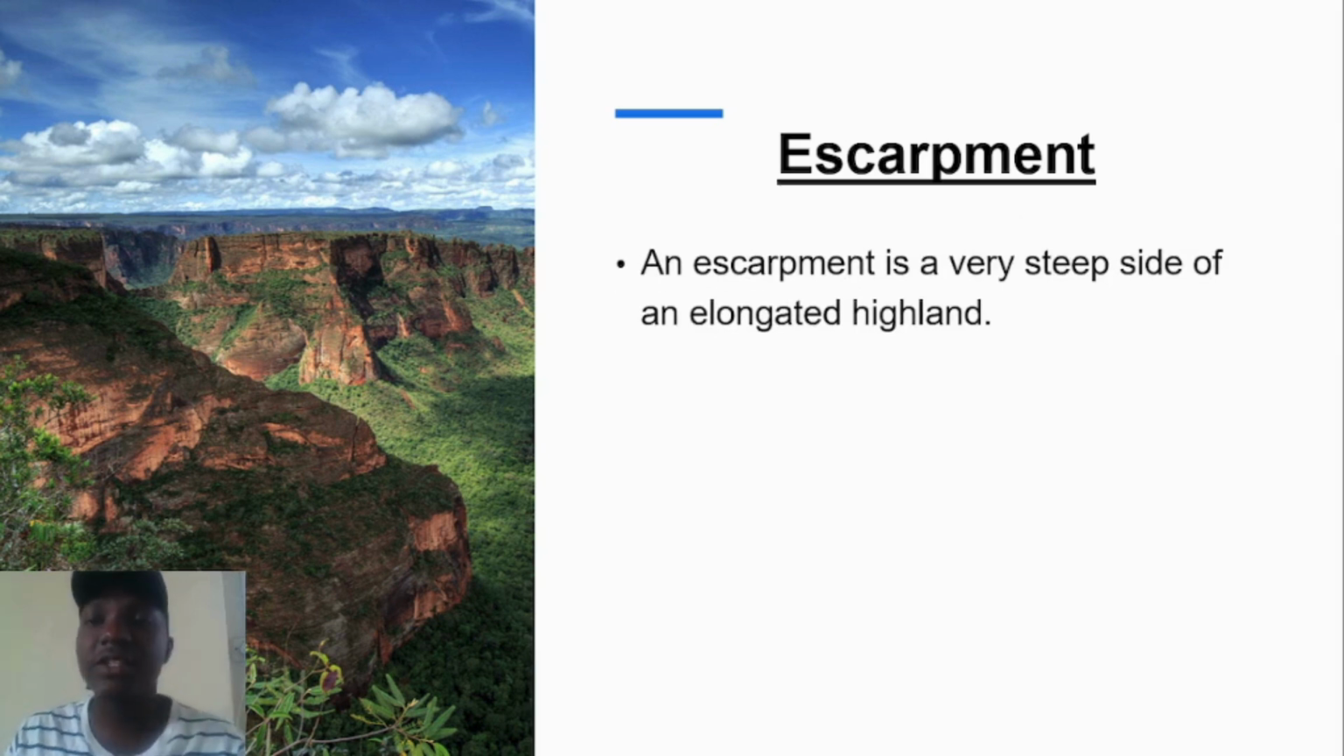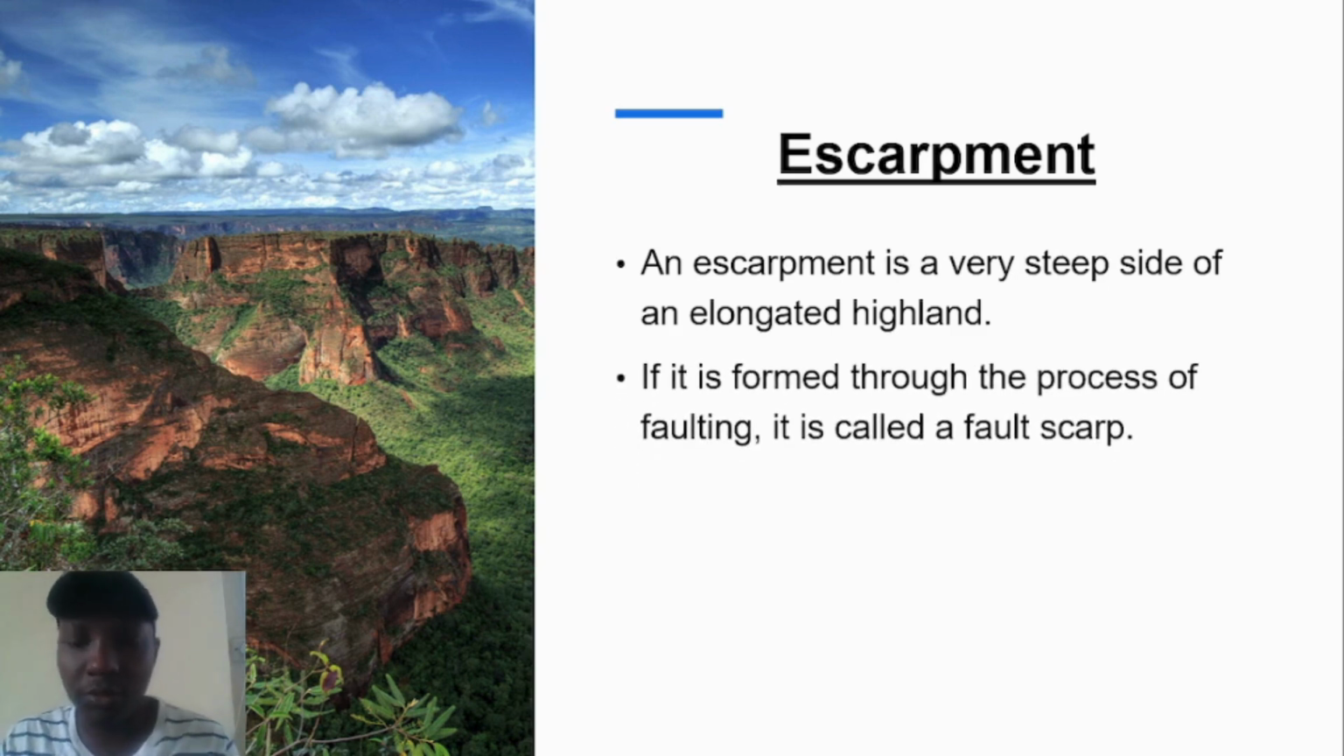An escarpment is just a very steep side of an elongated highland. So that kind of steep side that you can see on the Earth's surface of a given elongated highland is what we call an escarpment. Now, it is formed through the process of faulting, which is called the fault scarp. So this kind of relief feature is formed when there's a faulting process called the fault scarp, which is what leads to this escarpment.